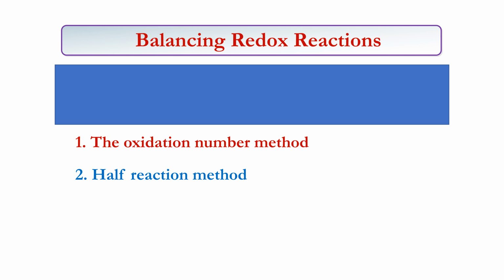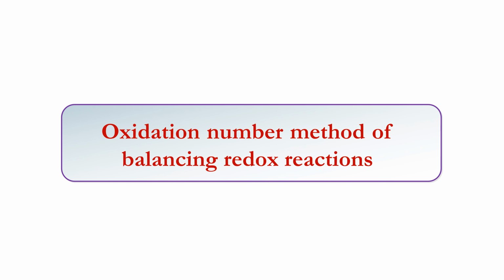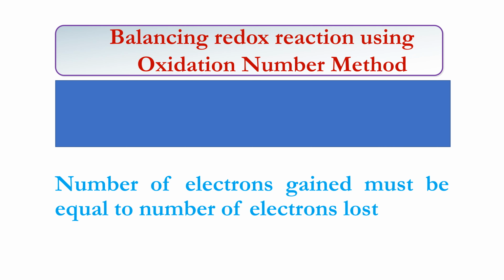Now we look at how to balance redox reactions. There are 2 methods used to balance redox reactions. One is the oxidation number method, and the second is the half reaction method. And we will look at these 2 methods one by one. So we start with the oxidation number method of balancing redox reactions.